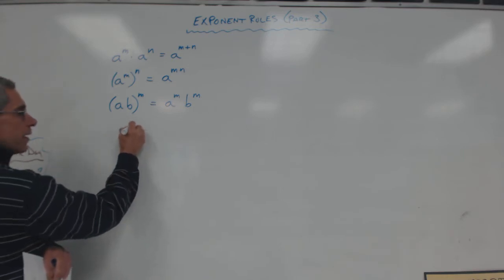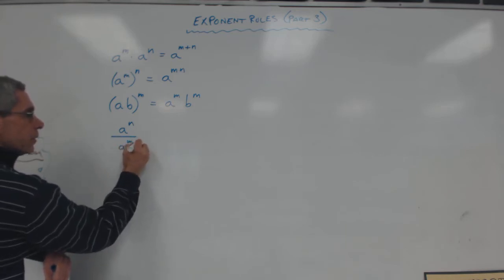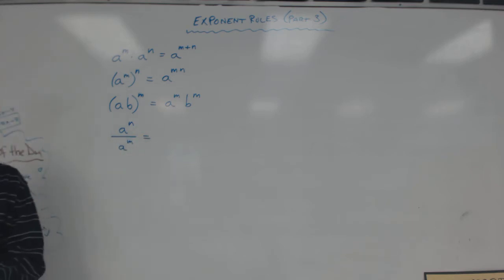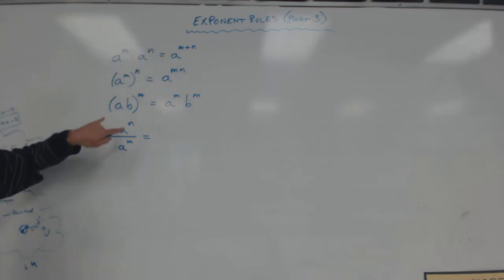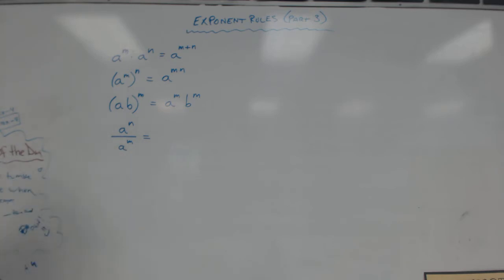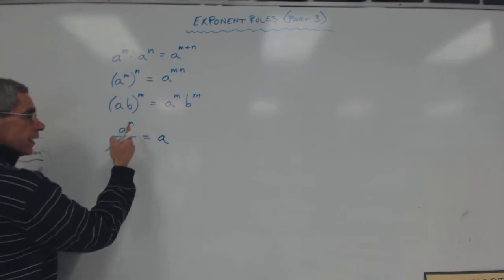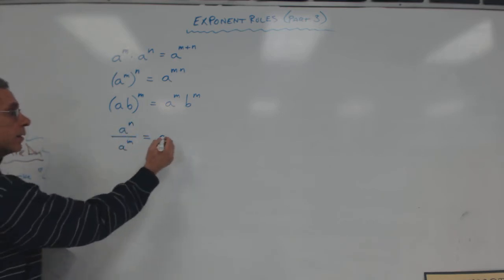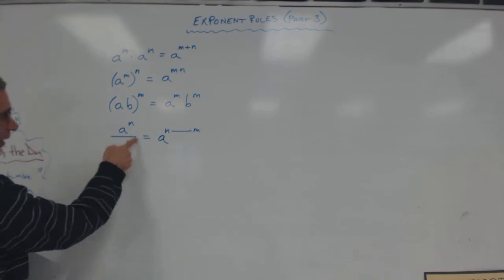A to the n divided by a to the m is equal to, okay, let's think about this for a second. When I multiply same bases and they have exponents, what do I do to the exponents? I add them. And what is division compared to multiplication? It's the opposite, right? So what would you think I would do to the exponents? Subtract. So I have same bases, so I'm going to keep my base, and I think of this line as a humongous minus sign. N minus m. That's my minus sign right there.